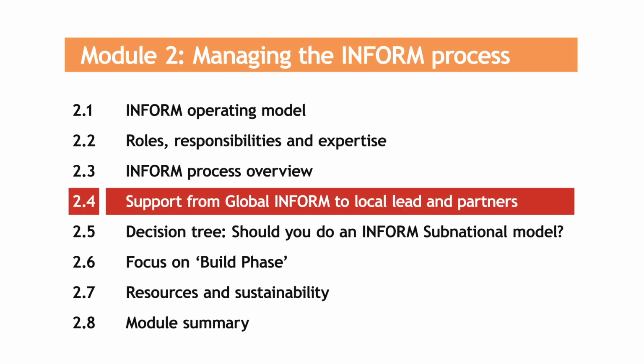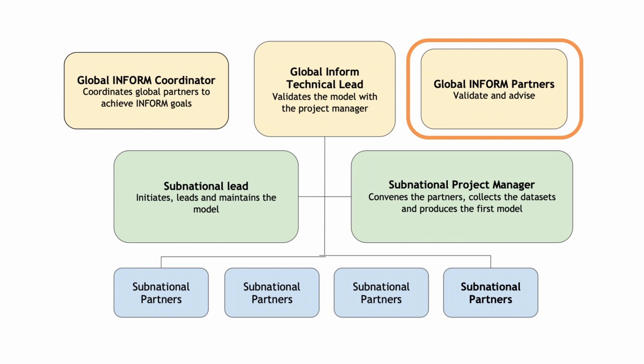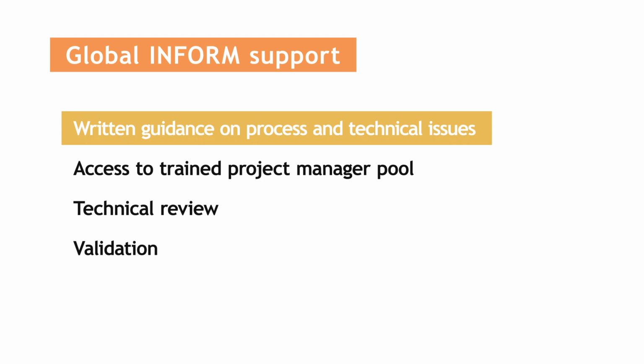Now, let's talk about support from Global INFORM to local lead and local partners. The Global INFORM Partnership is a system of people and resources to help you build the INFORM Subnational Index. Let's talk about each type of help that they provide. First, they provide written guidance on process and technical issues. In addition to this technical guidance and this online training tool, INFORM global partners make available a shared file with project and process management tools to support all phases of the model.